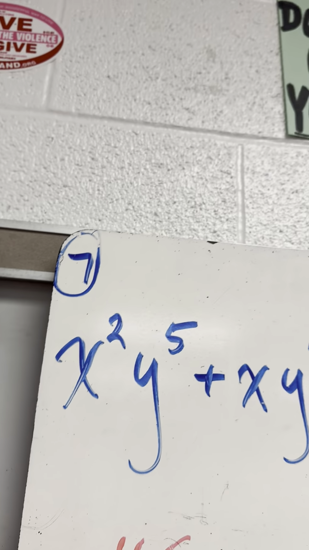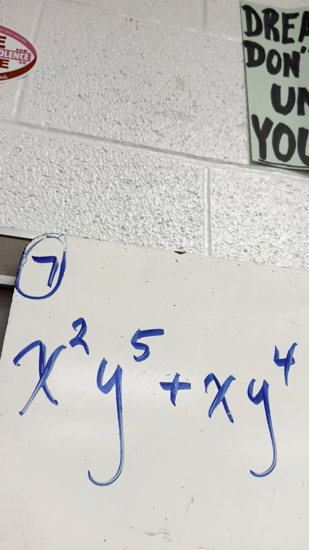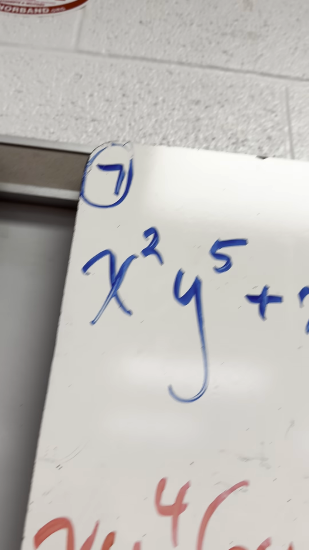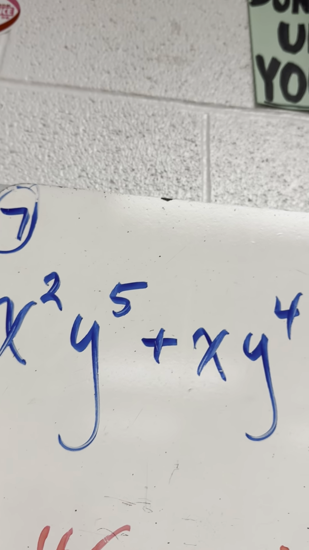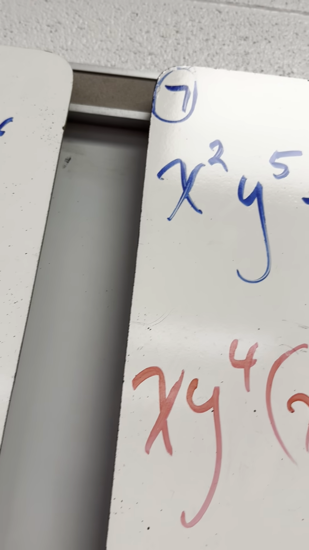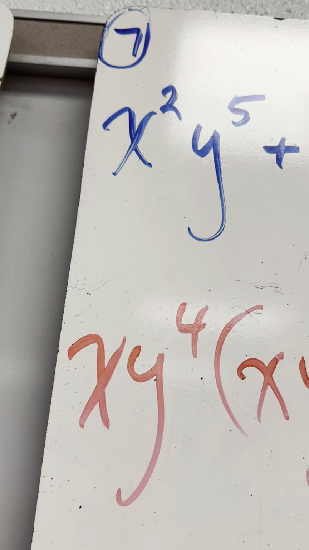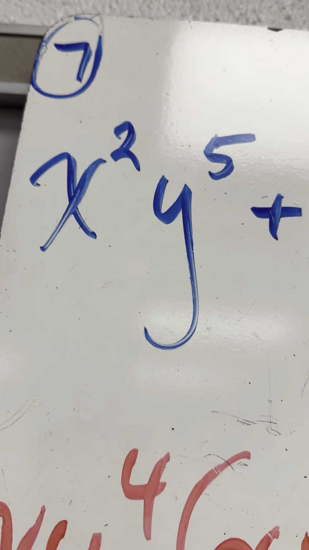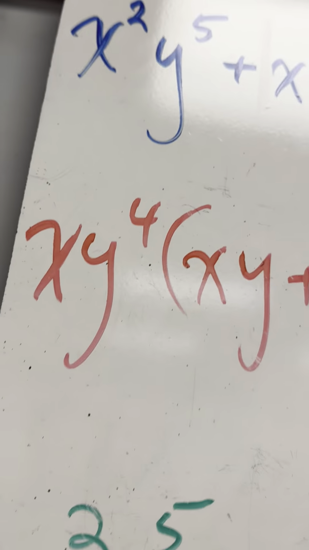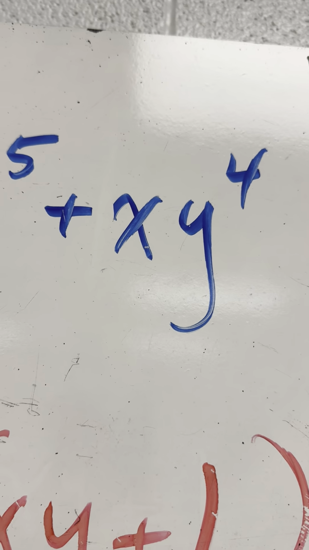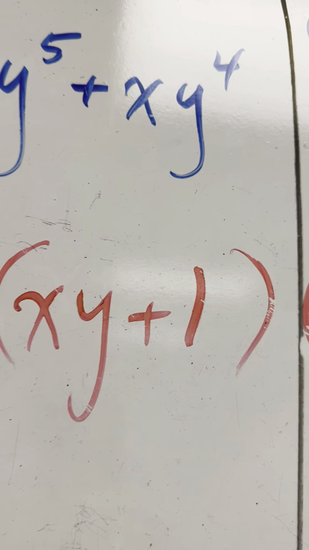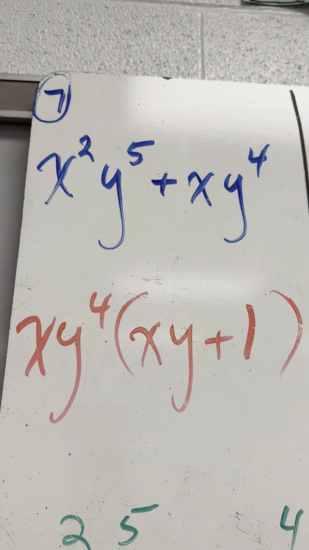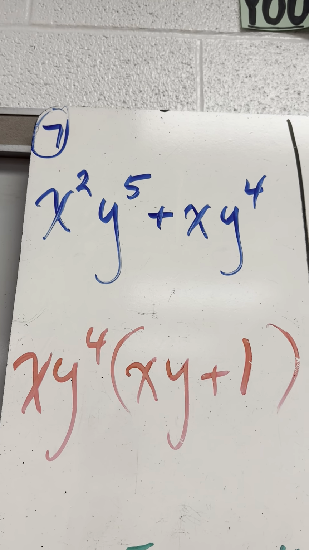x squared y to the fifth plus xy to the fourth. How many x's are common? 1 x. How many y's are common? 4. xy to the fourth. What's left? You took out an x, you're left with an x. You took out 4 y's, you're left with 1 y. But here you took out xy to the fourth. What's left is 1. Be careful there, okay? xy to the fourth times xy plus 1.